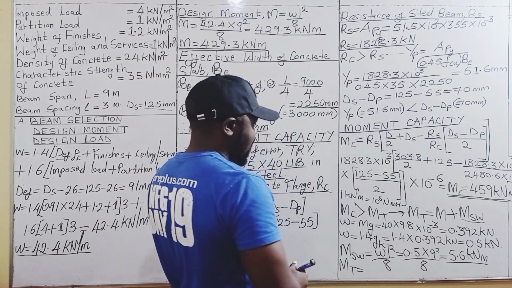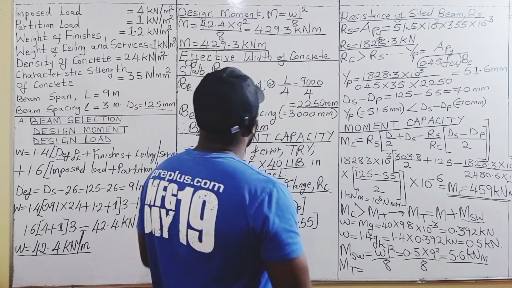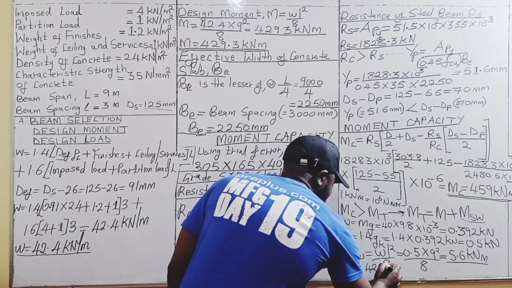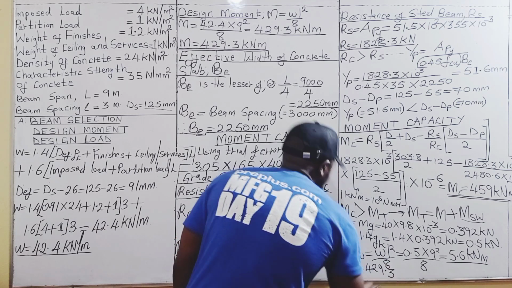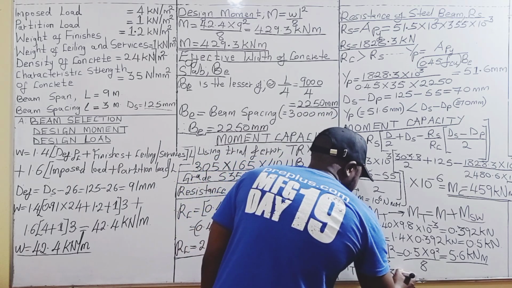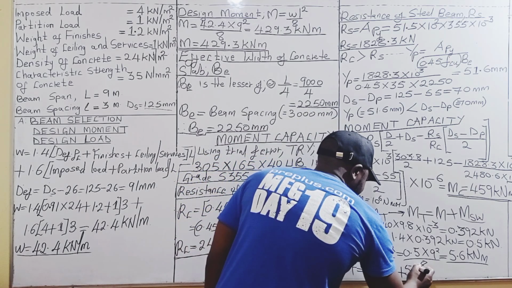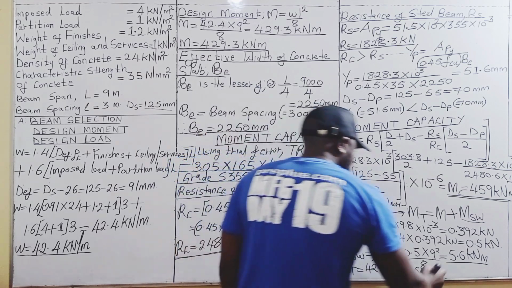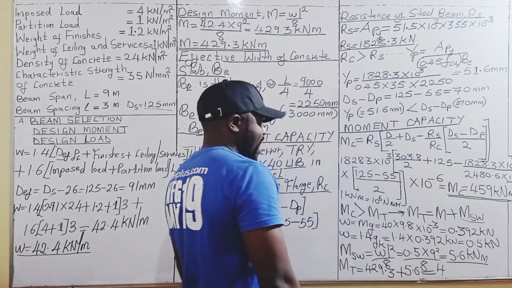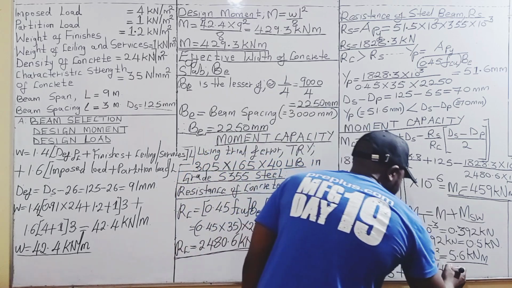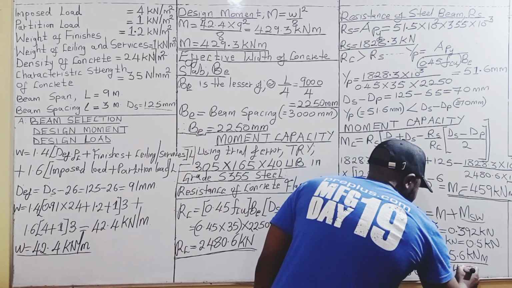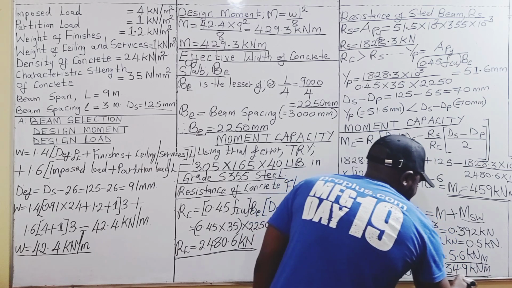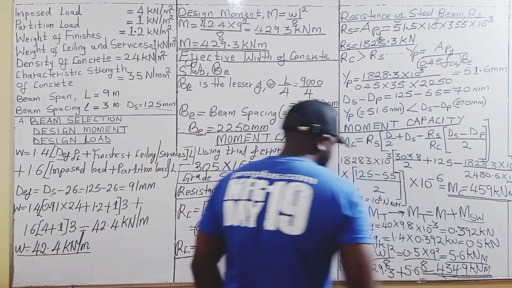So that is the moment due to self-weight of the beam, meaning that the total moment now is going to be the design moment of 429.3 kilonewton meter plus 5.6 kilonewton meter. This is going to give us a moment of 434.9 kilonewton meter. Therefore, that is the total moment.